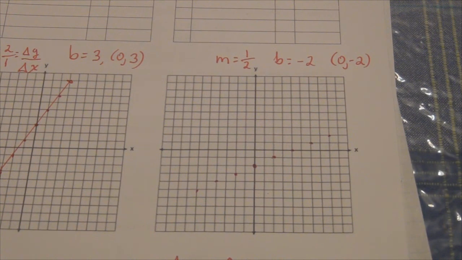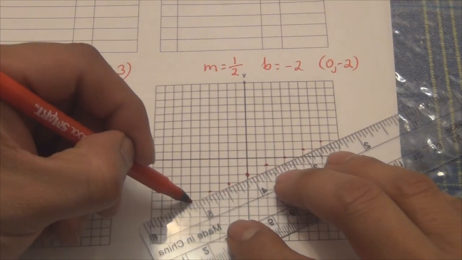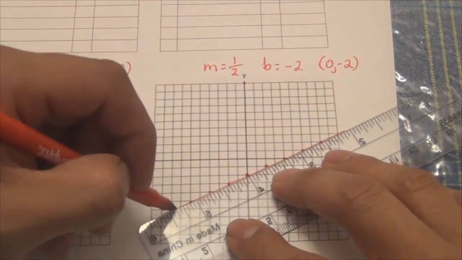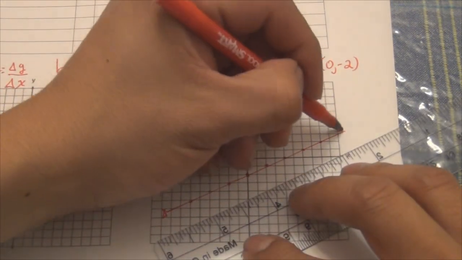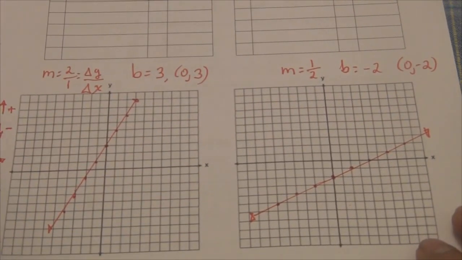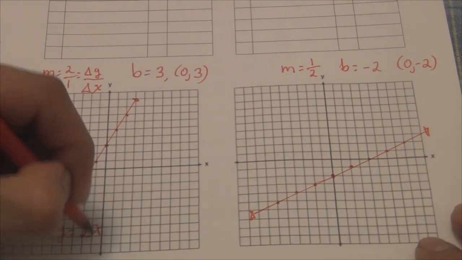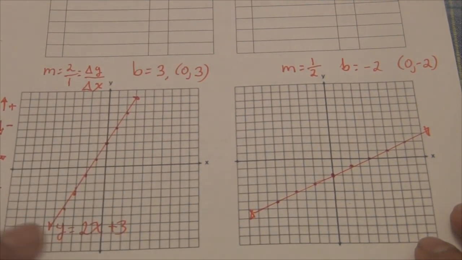What in the world did I do with my ruler? Alright, and of course this would only get you half credit unless you actually label your line.